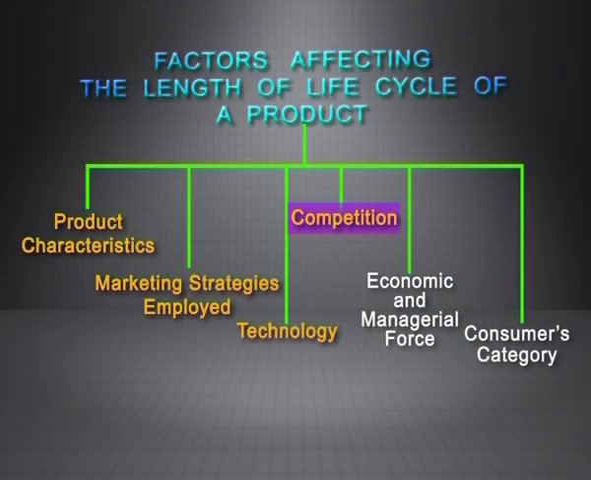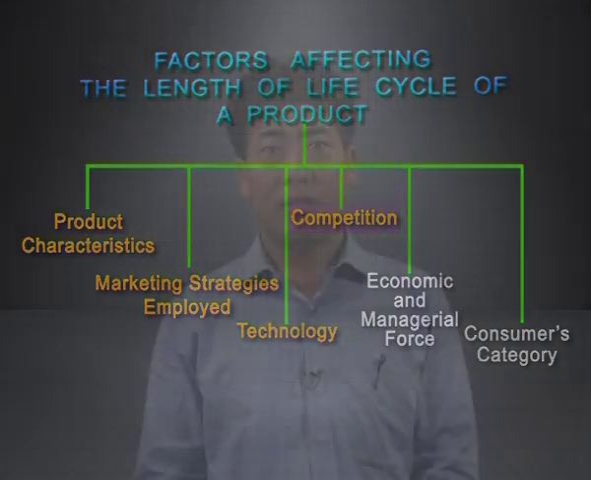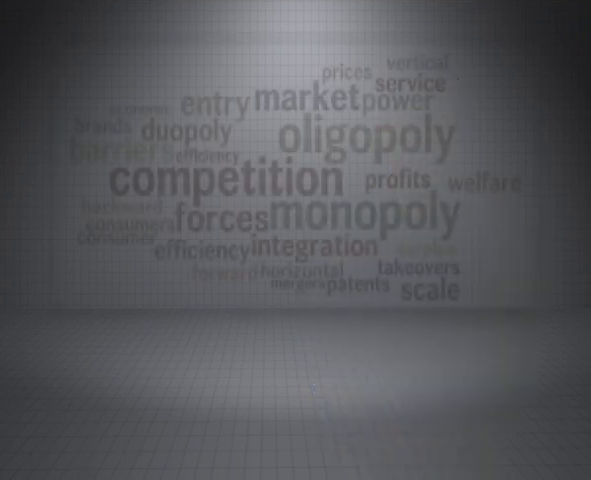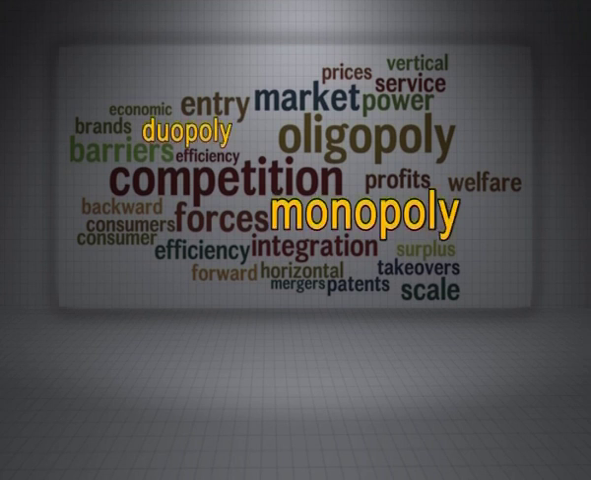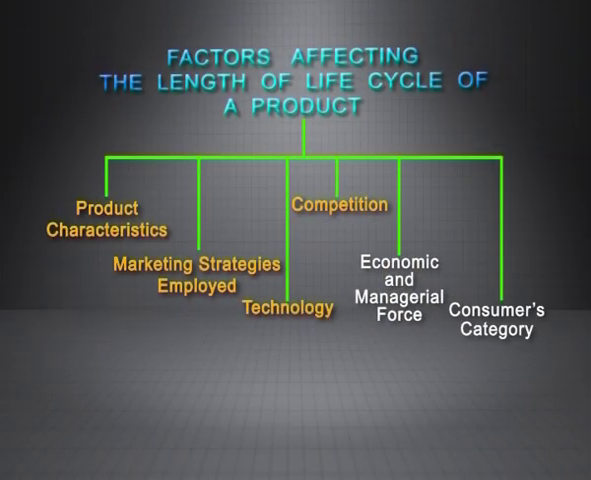The next factor is competition. Innovative companies enjoy a period of monopoly following product introduction. Lured by the profit margin, competitors enter the market, causing it to move from monopoly to duopoly and then to an oligopolistic market situation. If the entries of competitors are easy and unchecked, the life of the product will be short as new products enter the market. Now, we come to the next factor, that is economic and managerial force.